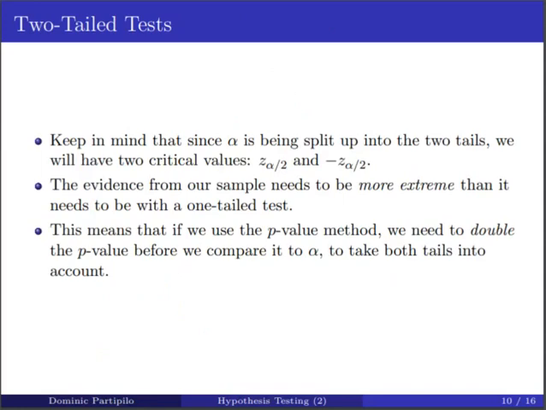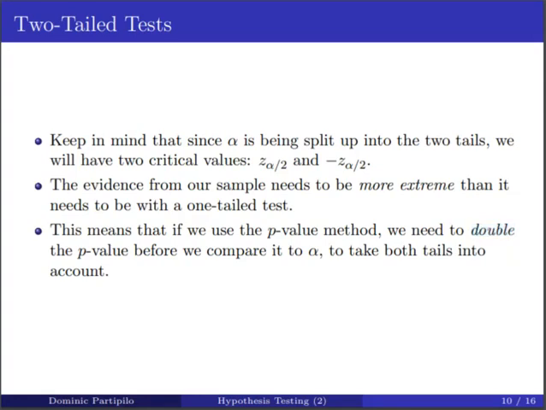Keep in mind that since alpha is being split up into the two tails, we're going to have two critical values here, like I talked about before. We're going to have z alpha half and negative z alpha half. Since we're not specifying our direction, we're going to need more extreme evidence than we would have if we were conducting a one-tail test. So what this means for the p-value is that we actually need to double it.